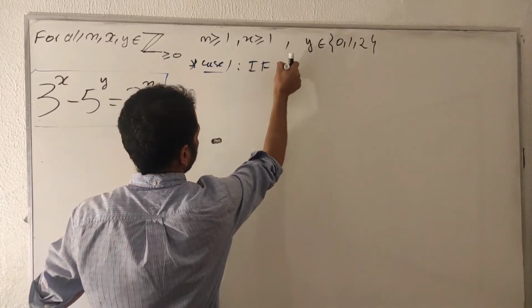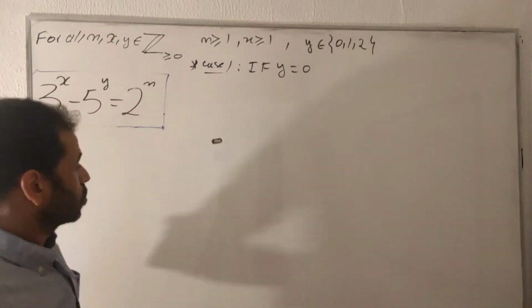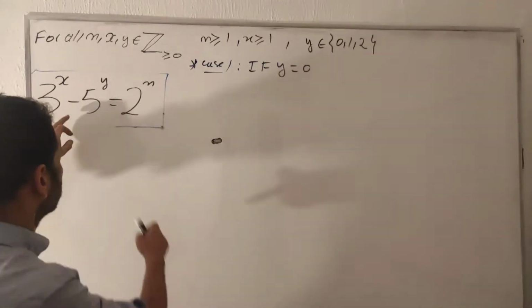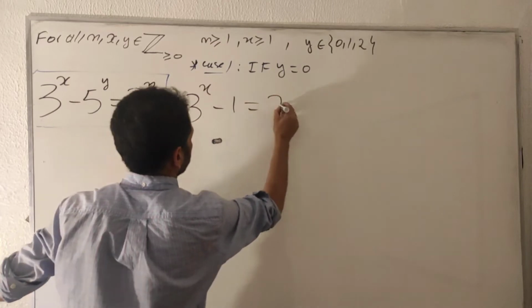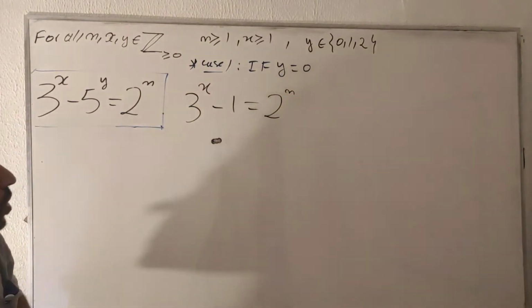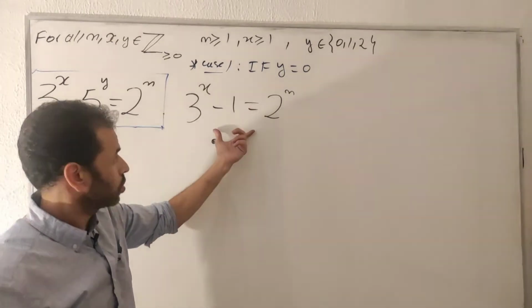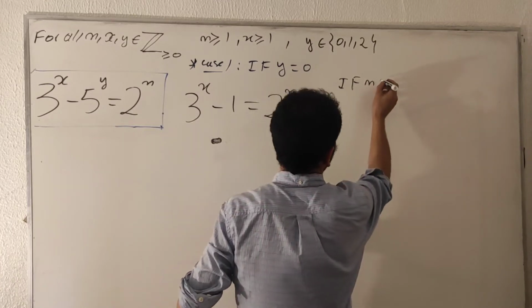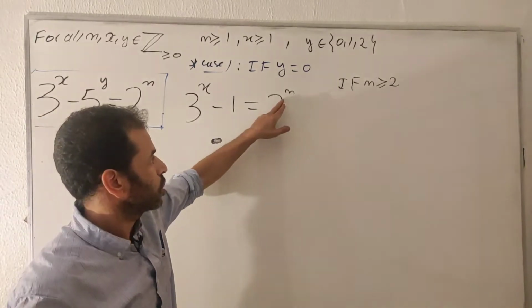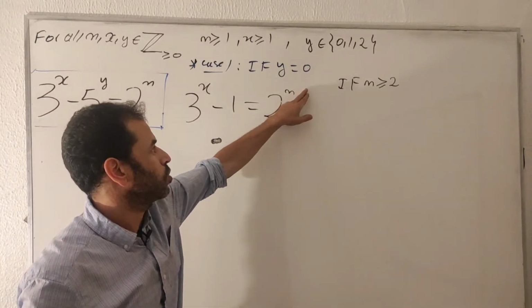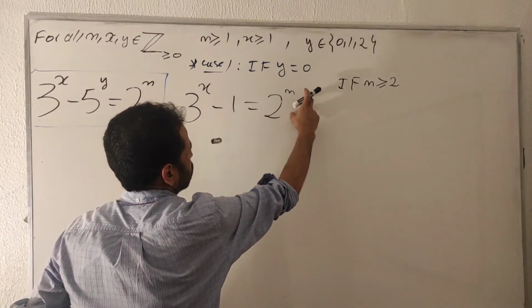If y equals 0, now the equation becomes simpler. By taking this value of y and inserting it back into the original equation, we get 3 to the x minus 1 equals 2 to the n. The next thing I'm going to do is use a small technique to find the solution for this one. If I assume n is superior or equal to 2, then this term will be divisible by 4, because I get 2 squared, 4, 2 to the 3, 2 to the 4, and so forth. So this one is always congruent to 0 mod 4.